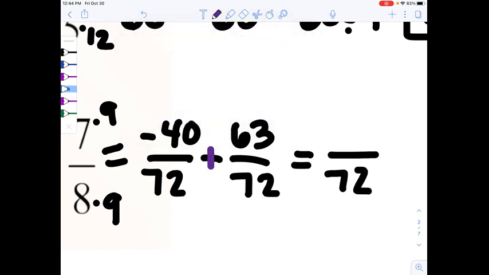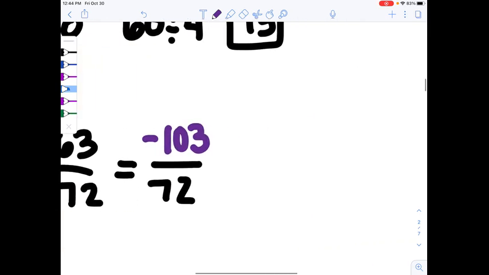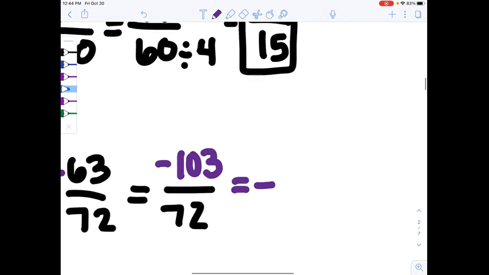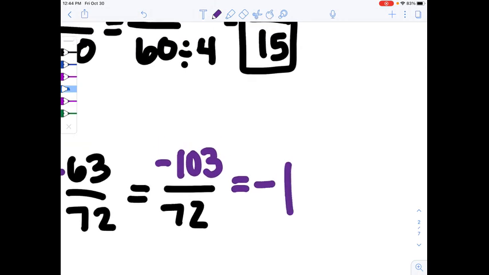And what I'm going to do is I'm going to add up here. Instead of minus 63, I'm changing that to plus negative, because now I can use my rule of same sign, add and keep. -40 plus -63 is -103. Then to simplify, 72 goes into -103 -1 time. And then we have to figure out what's left over. So what do we have to use to get from 72 to 103? So I take 103 minus 72, and I'm left with 31.